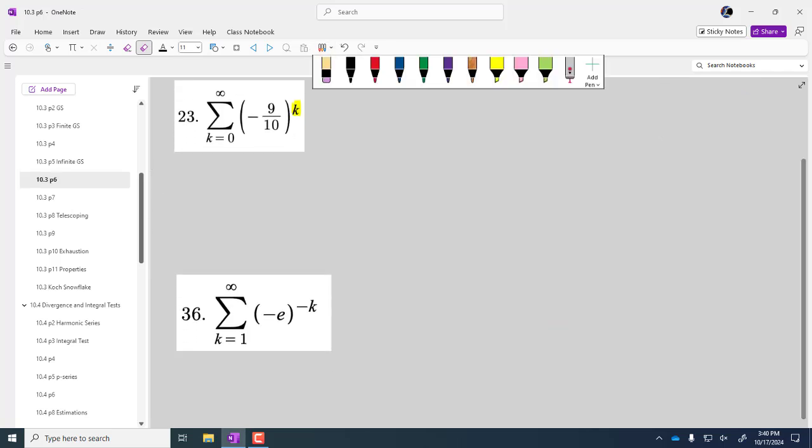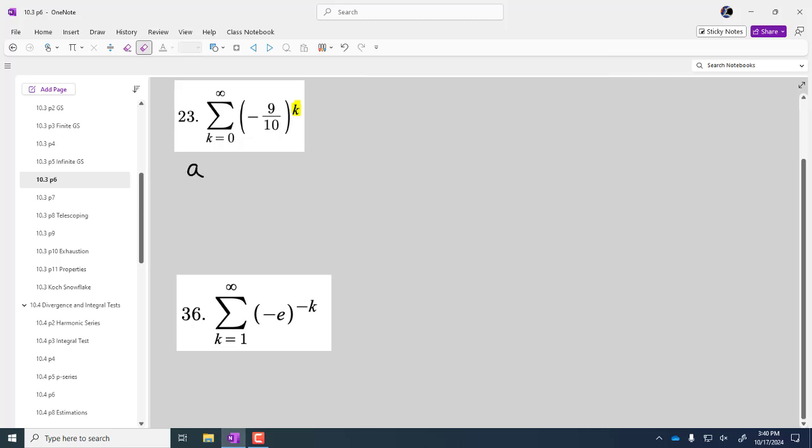So what do you think R and A are here? What is A first? A is 1 again, because we plug in our first index. The first index value is 0, and anything raised to the 0, other than 0, is 1. And R is -9/10.